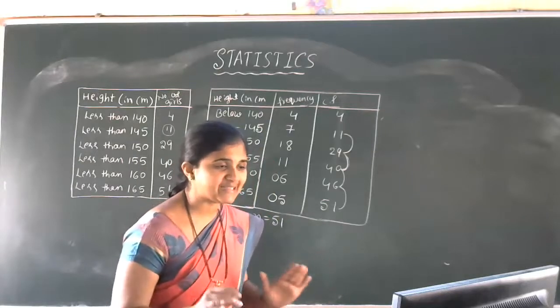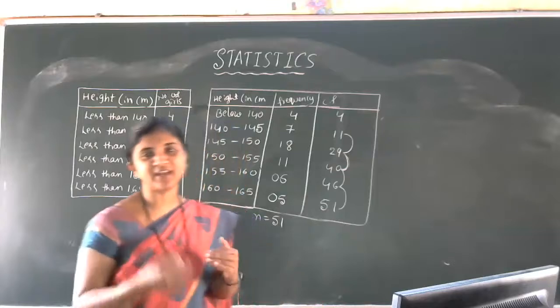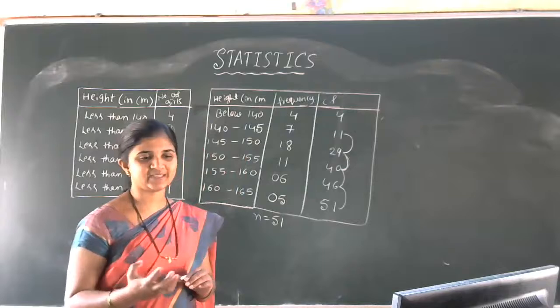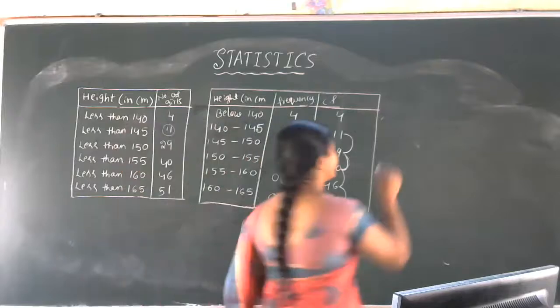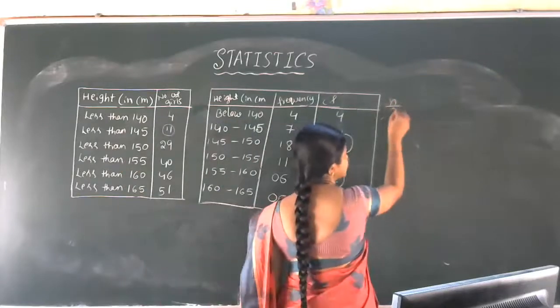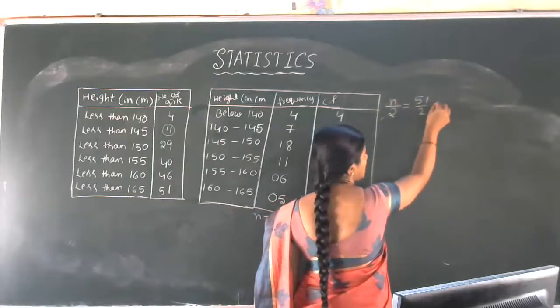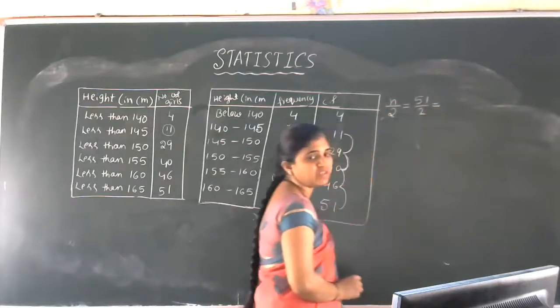So which is the next step to find the median of the grouped data? What is the next step, students? Yes, n by 2. Very good. First step is n by 2, that is 51 by 2. So what is the answer for this 51 by 2?